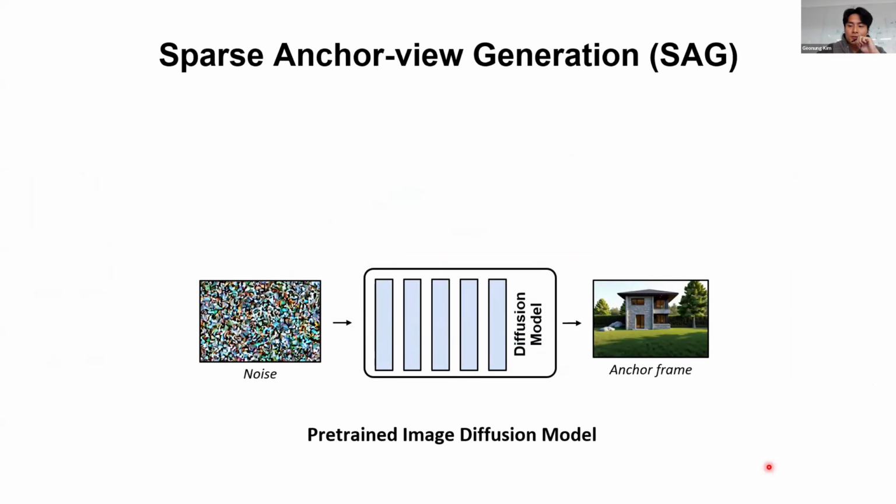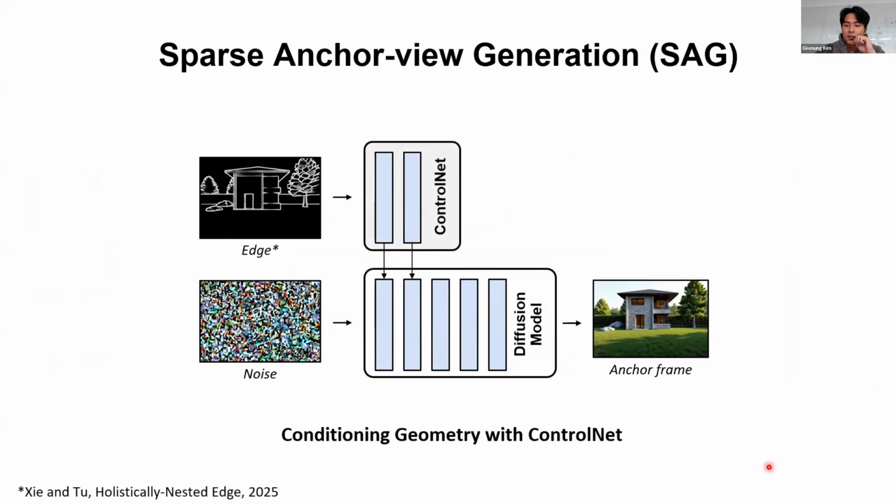The second module starts from a pre-trained image diffusion model. In the experiment, we use the Flux model from Black Forest Lab, which is a very famous open source high quality image diffusion model. First, to reflect the input geometry, we apply a control net that is trained on edge condition.